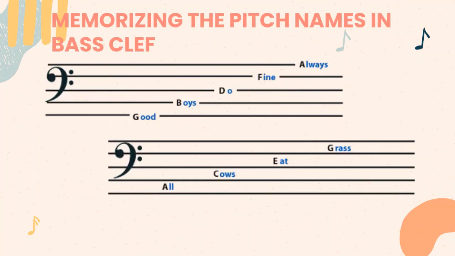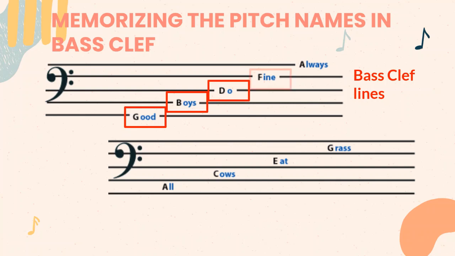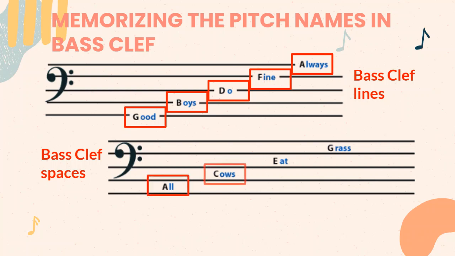One of the basic ways to memorize the pitch names in a particular clef is by mnemonics. The pitch names on the lines of the F clef, starting from the bottom, are G, B, D, F, and A, and to memorize these, just remember the phrase good boys do fine always. The pitch names on the spaces of the F clef, starting from the bottom, are A, C, E, and G, and to memorize these, just remember the phrase all cows eat grass.